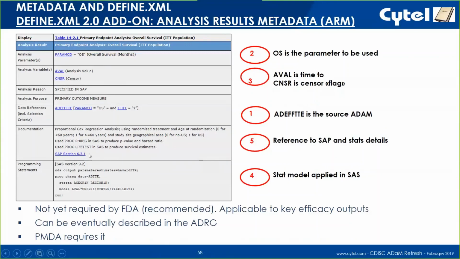So you can cut and paste key information from the SAP. You can also specify the exact statistical procedure you use, so that the reviewer can see exactly which specific model, which specific option you use. In this case, it's PROC PHREG for survival analysis. Okay. So this is an additional, a kind of define XML add-on specific for ADaM. We haven't done that many ARM so far, just because it's not yet mandatory by the FDA.